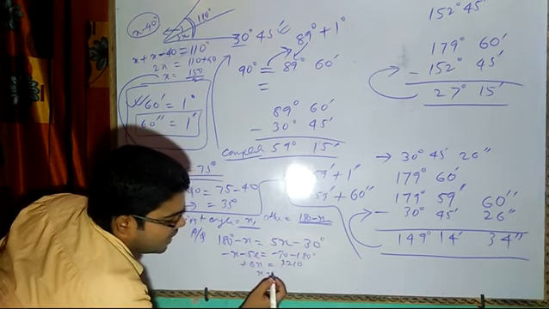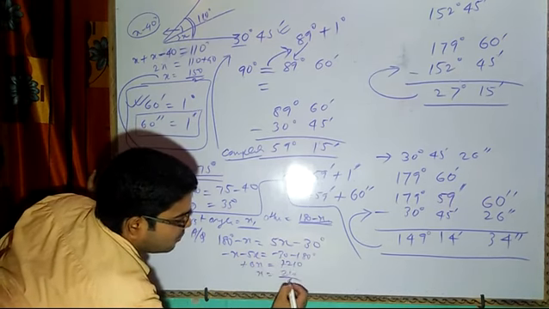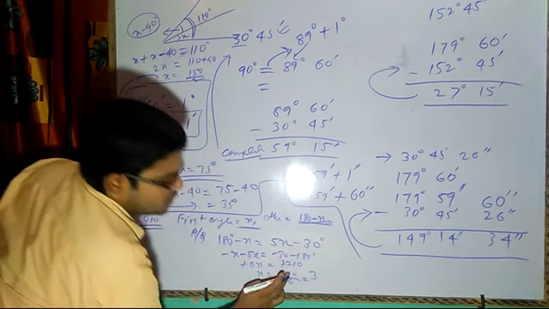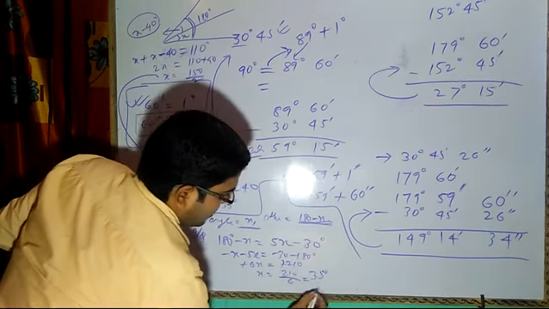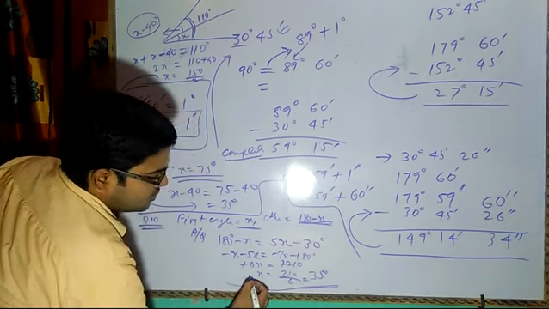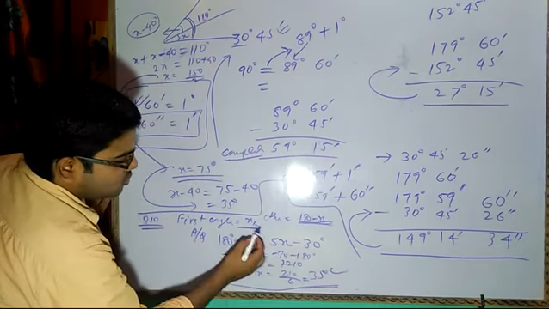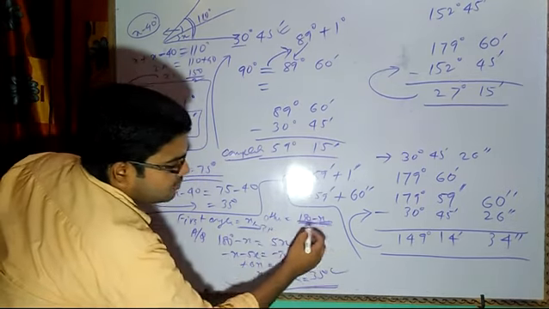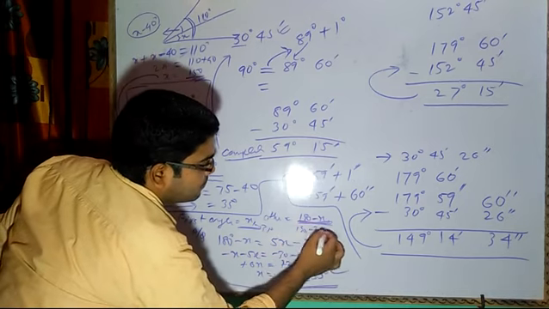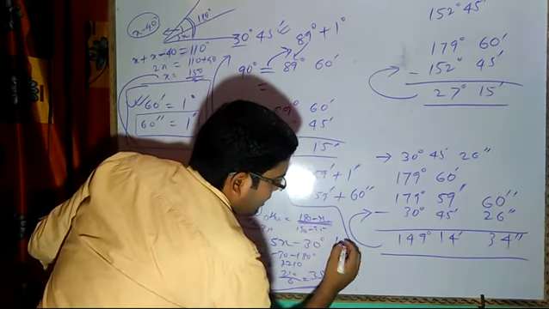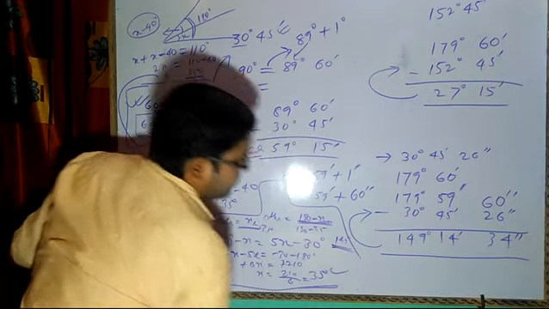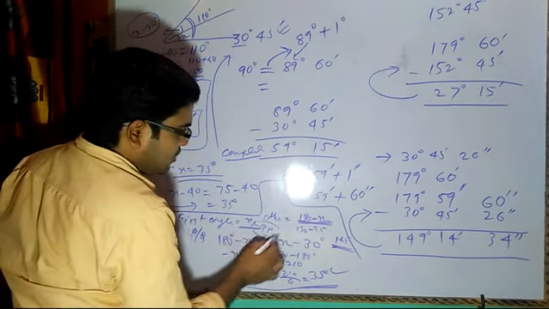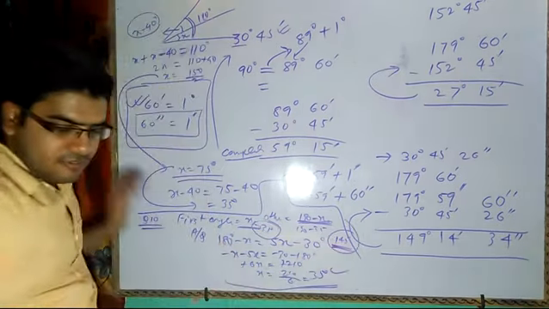The minus signs can be cancelled. 210 upon 6 is equal to 35. So the x value is equal to how much? 35 degrees. You got x as 35. So 180 minus 35 will be equal to 145 degrees. Correct. So the answers will be 35 and 145 degrees.